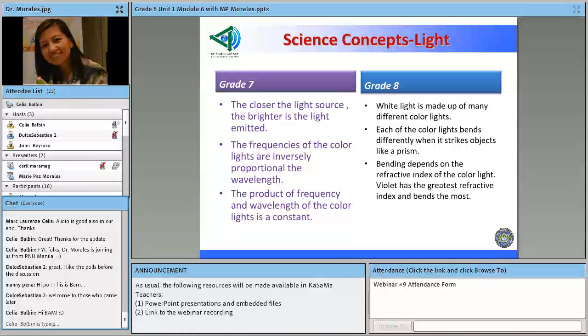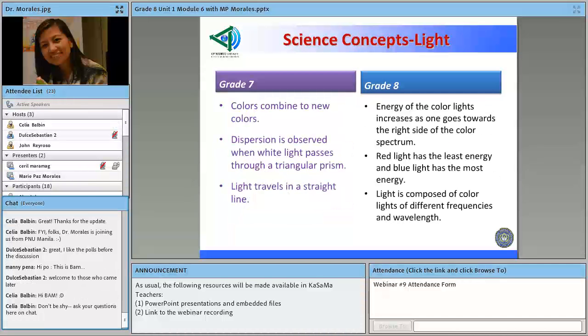In grade 8, we can see here that white light is made up of the different color lights. Each of these lights bends differently when they strike objects like a prism. The bending depends on the refractive indices of the color lights. Violet has the greatest refractive index, and so it's expected to bend the most. And the energy of the color lights increases as one goes towards the right side of the spectrum. We are to expect the red light as having the least and the blue light as having the most. And that light is composed of color lights of different frequencies and wavelengths.